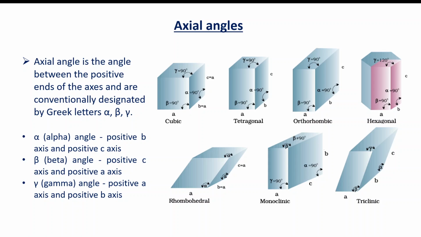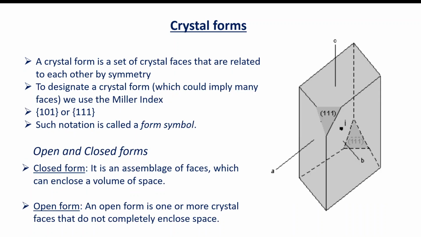So these are the 7 crystal systems that you can find in the broad study of crystallography, and there are several minerals and crystals that belong to these individual crystal systems.